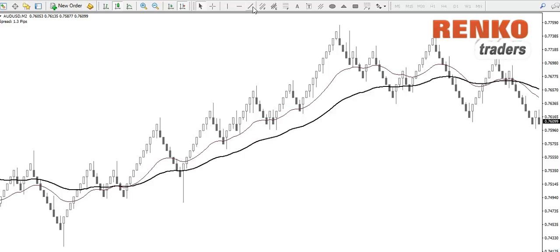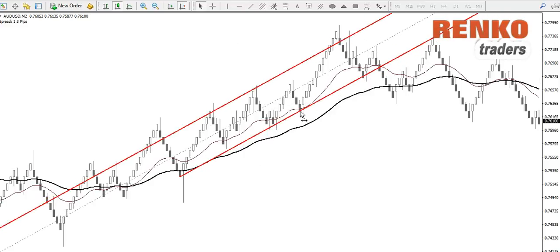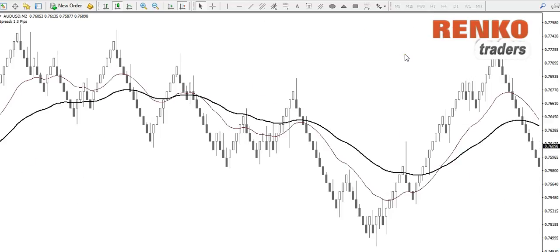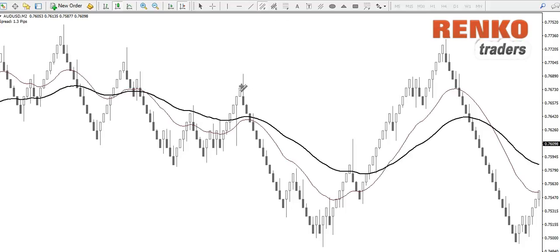Okay, so let's take a look at this setup again. No, we don't have that particular pattern that's formed right here. Let's try out this section.